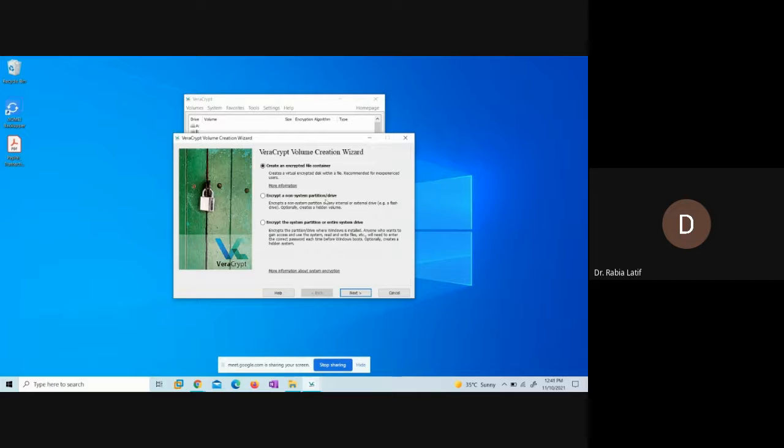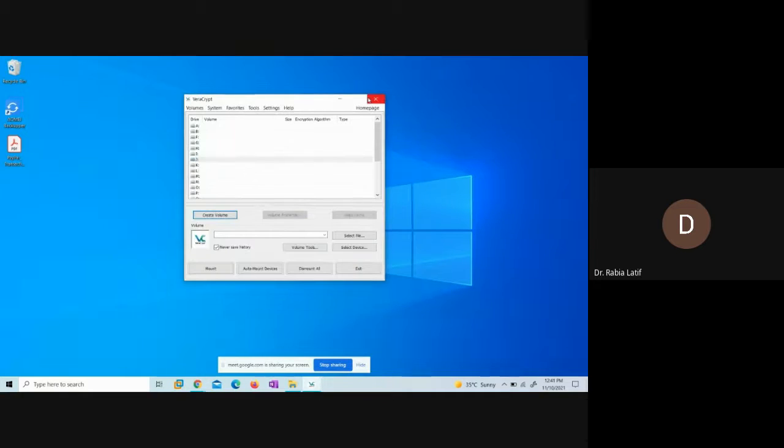Exactly, you can do the partition, drive, USB exactly using the same procedure. You can encrypt your system partitions and entire system drive using the same procedure. Okay, so this is our first practical. Okay, now let's move to the second practical.